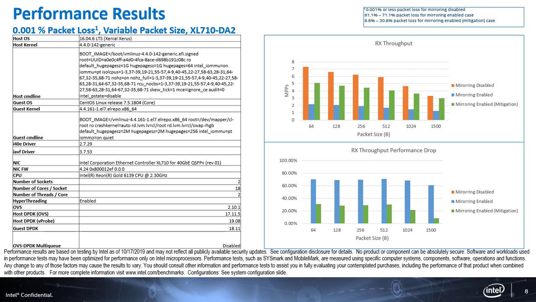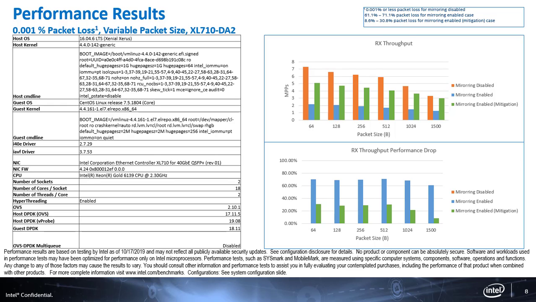Whereas the previous figures show the maximum receiver test case on XXV710-DA2 NICs, the following figures present the 0.001% packet loss case on XL710-DA2 NICs. As before, with the upper right figure, we observe that there is a significant performance degradation with mirroring enabled in the default case, and throughput is ostensibly restored with mirroring enabled with mitigation.